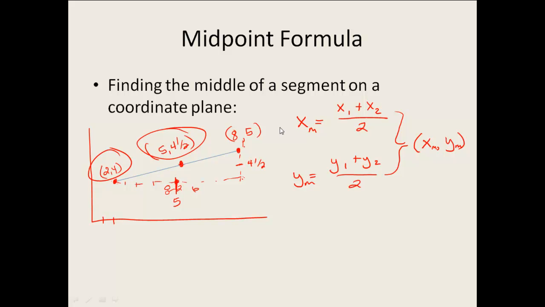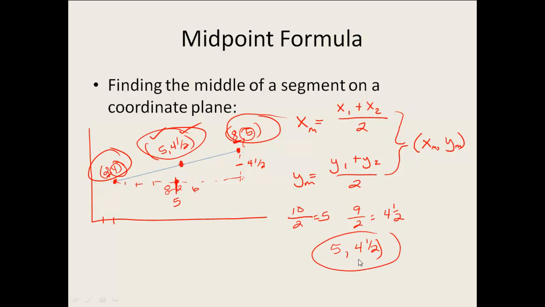So if I had used these 2 in that formula, take x1 plus x2, well 8 plus 2 gives me 10. Divide that by 2 and I get that 5 that we came up with before. And then my y1 plus y2, 4 plus 5 gives me 9. 9 divided by 2 is 4.5, and that gives me the value we had before. So I would have had a midpoint of 5 comma 4.5. Make sure you always write it as an ordered pair with parentheses.